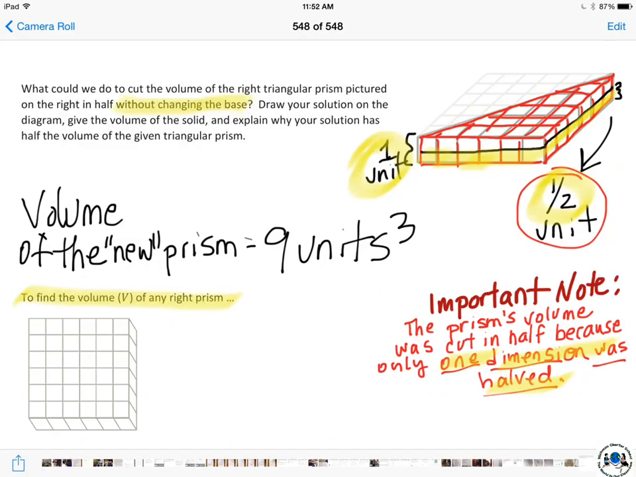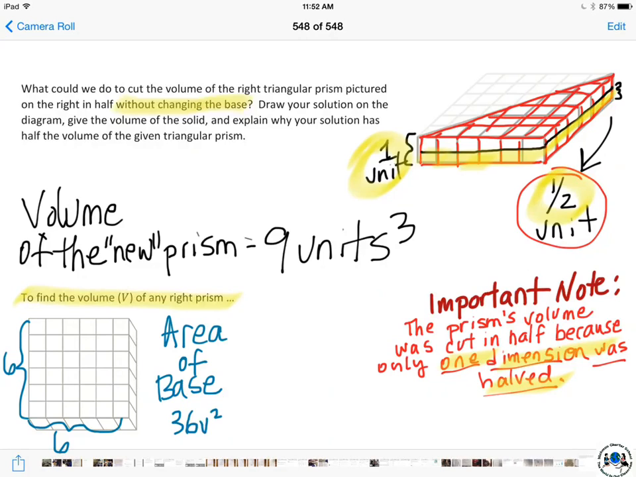Okay, so let's look at a right prism here. Here we go. We have a right prism. Area of base is the first thing we need. And the area of this base is 36 units squared. It's very important that we have square units when we're talking about the area of a base. Now the base, we have made this rectangle or this square, and we'll talk more about the importance of determining what exactly the base is.